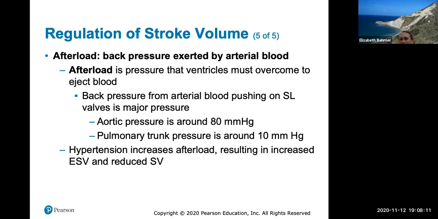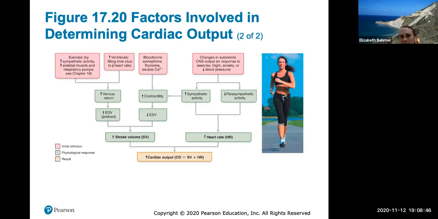And then the afterload also regulates stroke volume. The afterload is just the back pressure exerted by arterial blood. It's the pressure that your ventricles must overcome to eject the blood. This back pressure from your arterial blood pushes on the semilunar valves. Hypertension will increase the afterload, which will result in increased end systolic volume and reduced stroke volume. So that's afterload, it's just back pressure.